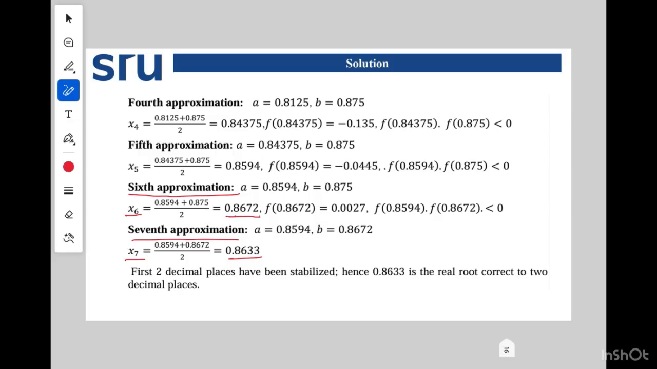Now this root x7 is correct up to 2 decimal places, because this root matches with the previous one up to 2 decimal places. Means the first 2 decimal places have been stabilized. Hence this root 0.8633 is correct up to 2 decimal places.